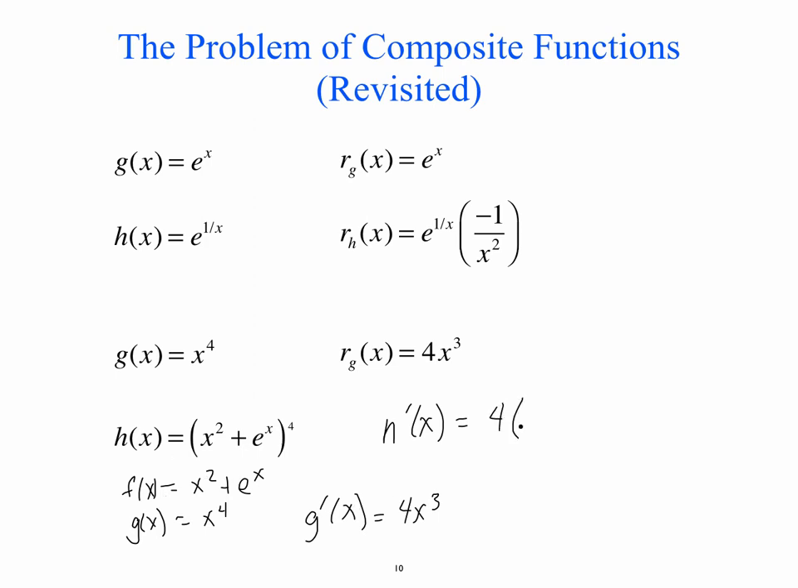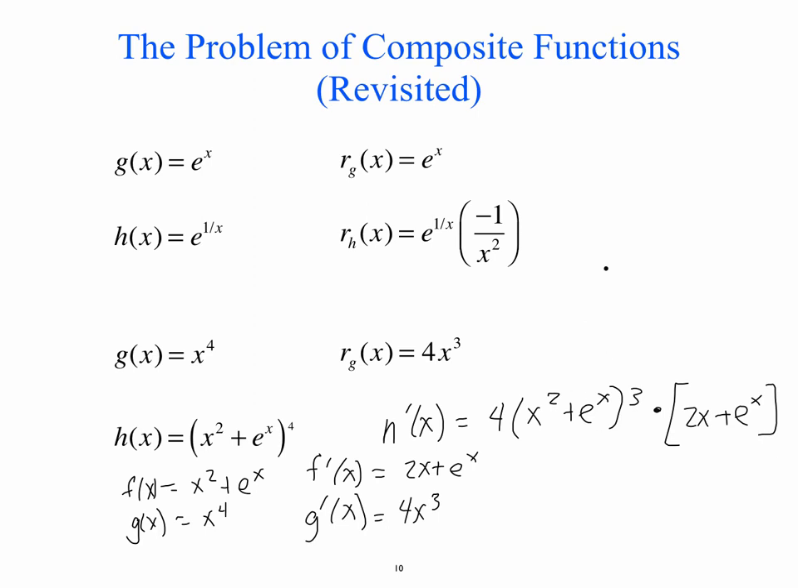So I get 4 times (x squared plus e to the x) to the 3rd. But then I have to multiply by the rate of change of f, which is what? 2x plus e to the x. So notice these parentheses are really important here because you have to multiply this thing by the whole rate of change of e to the x.